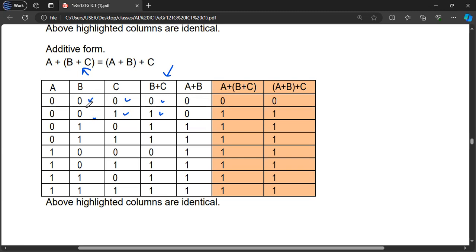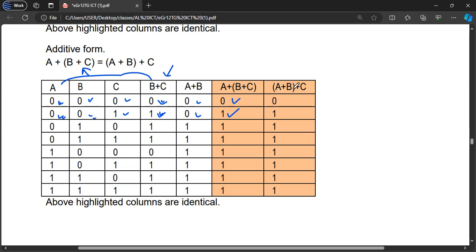So A plus B, so 0 plus 0 is going to give you 0 here, 0 plus 0 is going to give you 0 here. For the remaining also you can do. Then A plus, within brackets we have B plus C. That means you need to use the OR logic and add A plus B plus C. So 0 plus 0 here is going to be 0. Then here you have 0 and here you have 1. 0 plus 1 is going to give 1.